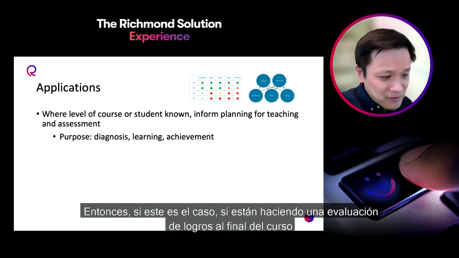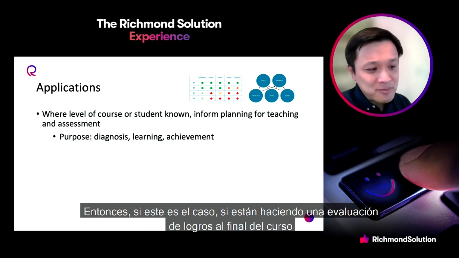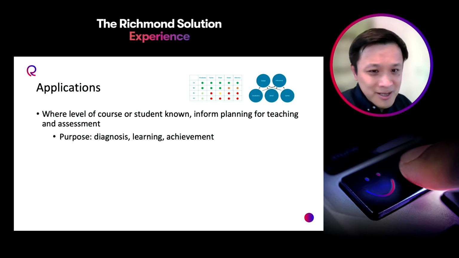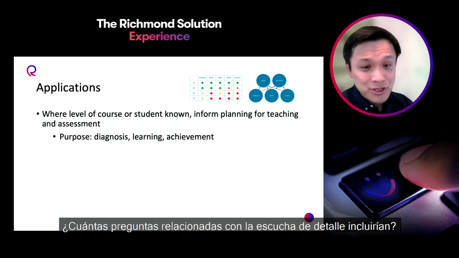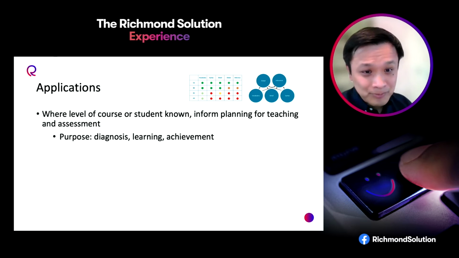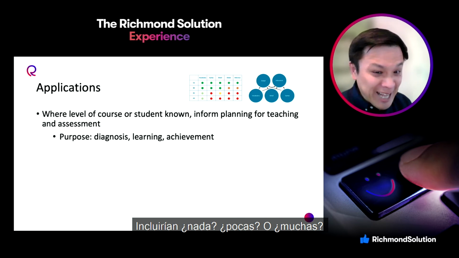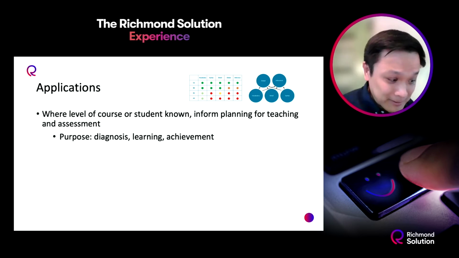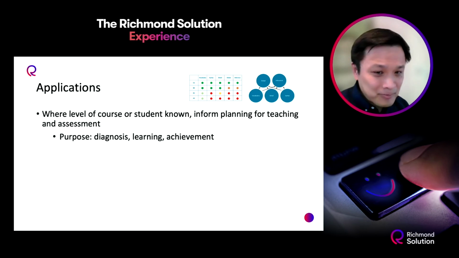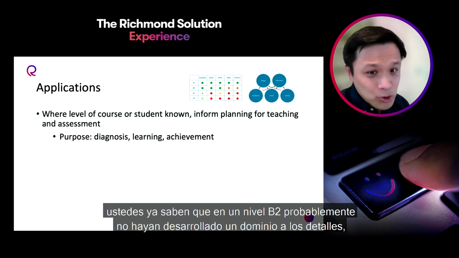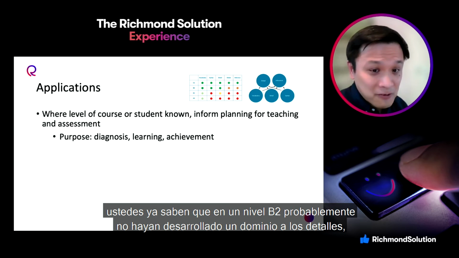Now, if this is the case, if you're doing achievement testing at the end of the course, how many items related to listening for detail will you include? Do you include none, very few, or many? Think about it for a minute. Well, I think if you think about it a bit, you'll say that you already know that at B2 level, they're not likely to have mastered listening for detail.